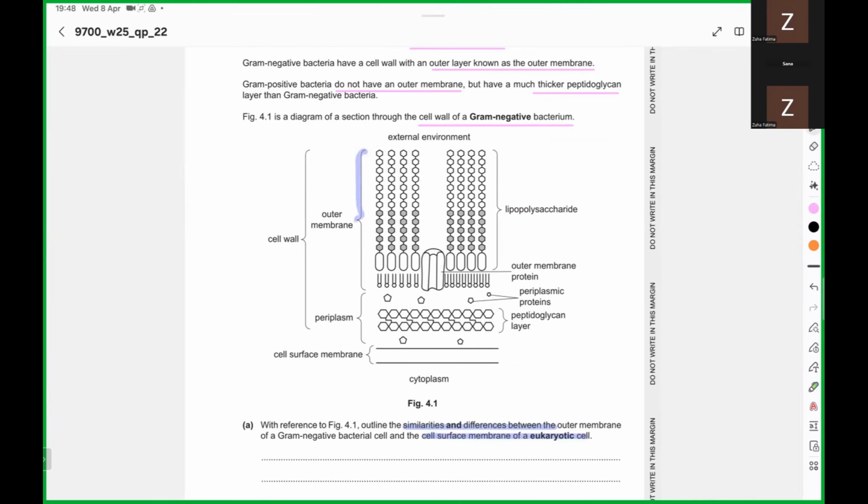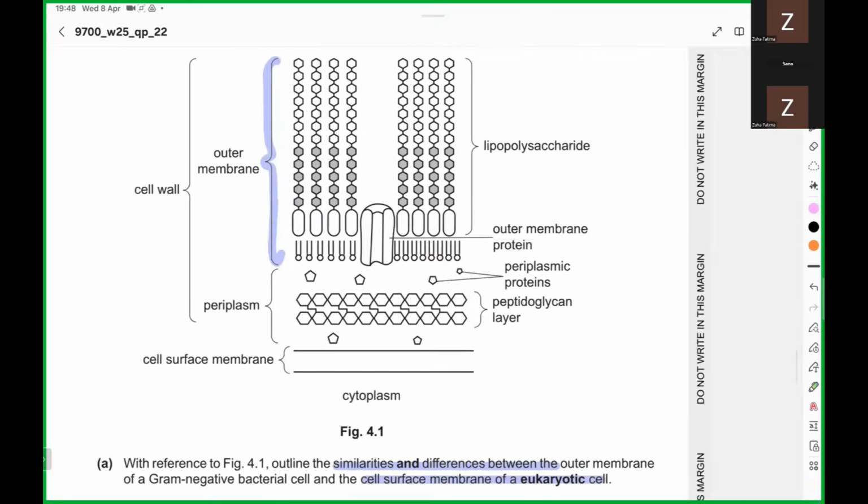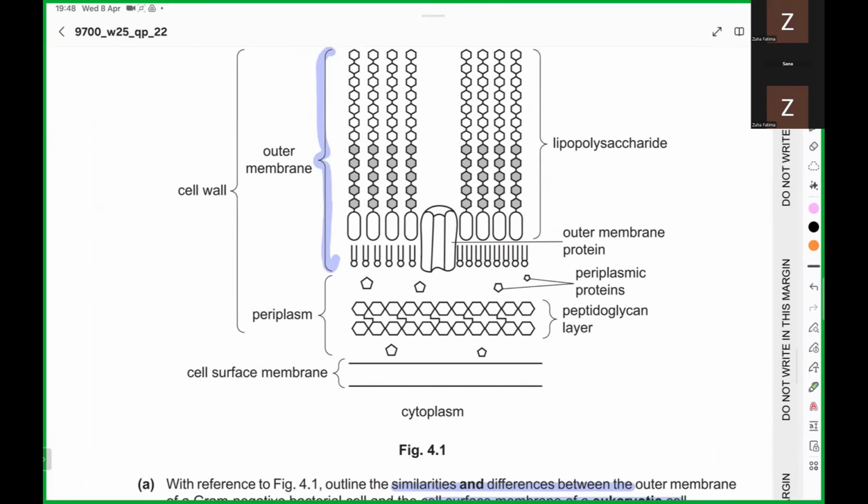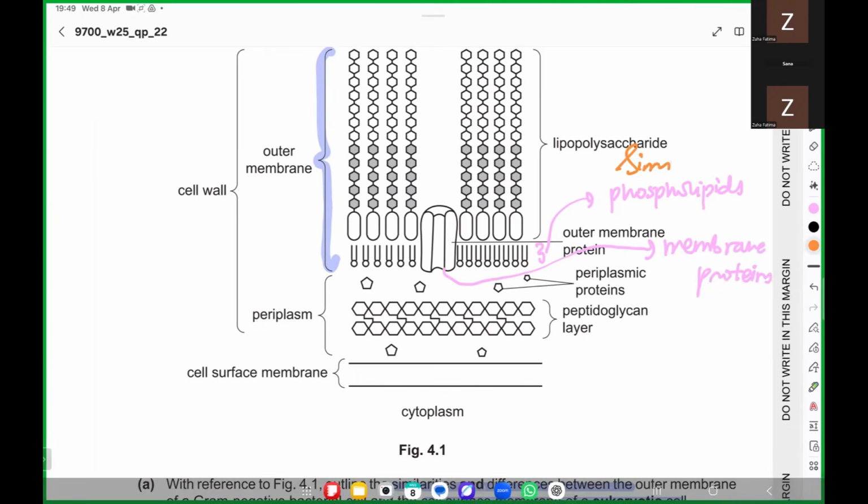So this is basically the outer membrane of your gram-negative bacteria. So similarities क्या है? Similarities ये है that we have phospholipids present. हमारे पास phospholipids present हैं. So like a eukaryotic cell membrane, phospholipids are present. Then we have membrane proteins present. So like a eukaryotic membrane हमारे पास membrane proteins present हैं. ये क्या हो गए? ये हमारी similarities हो गए.